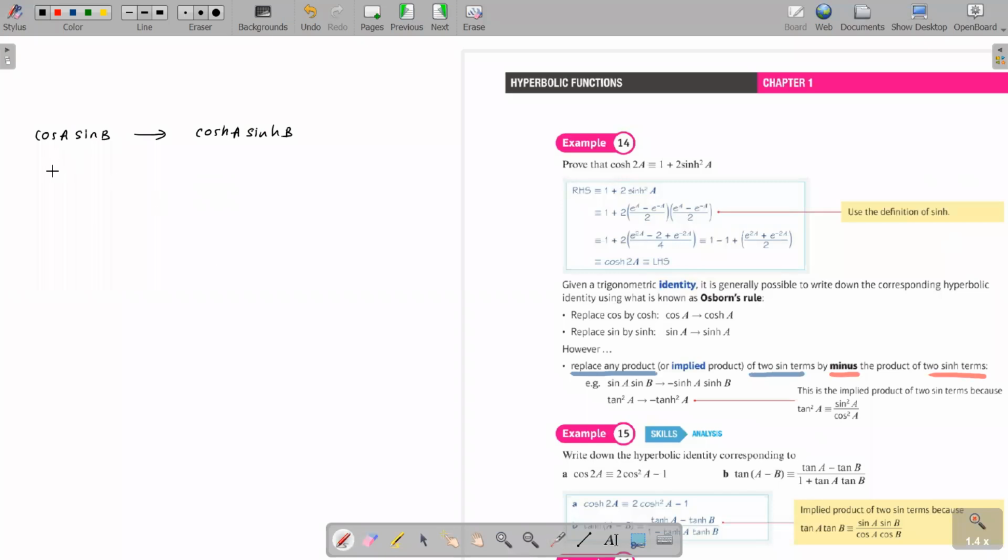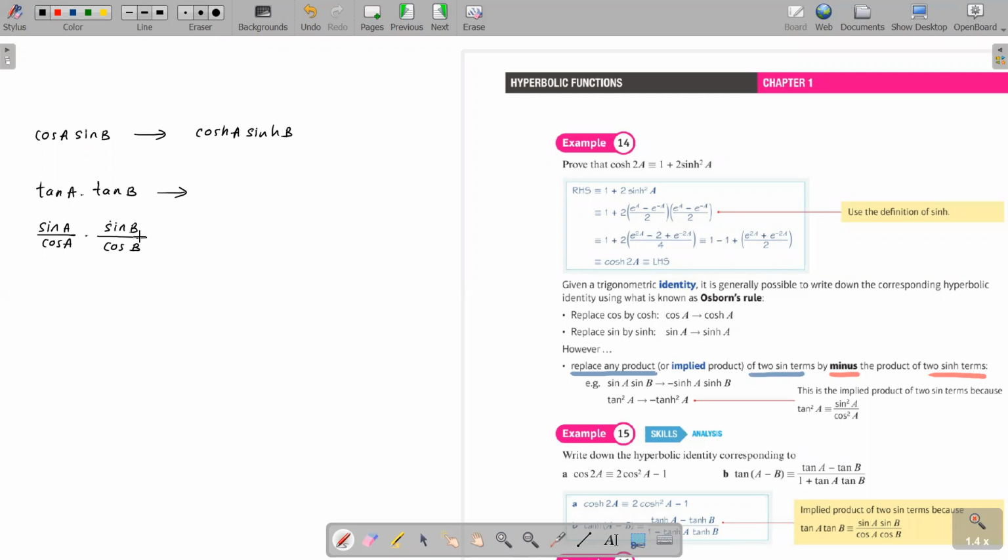Okay. So let me show you an implied product. Maybe something like tan A tan B. I want to convert this to the respective hyperbolic identity. So how does that work? Now, guys, we know tan is actually what? We know tan is sin over cos, right? Tan A is sin A over cos A, tan B is sin B over cos B.